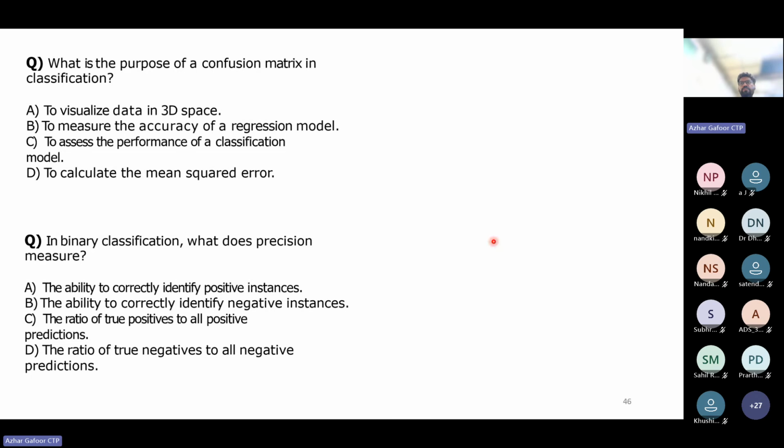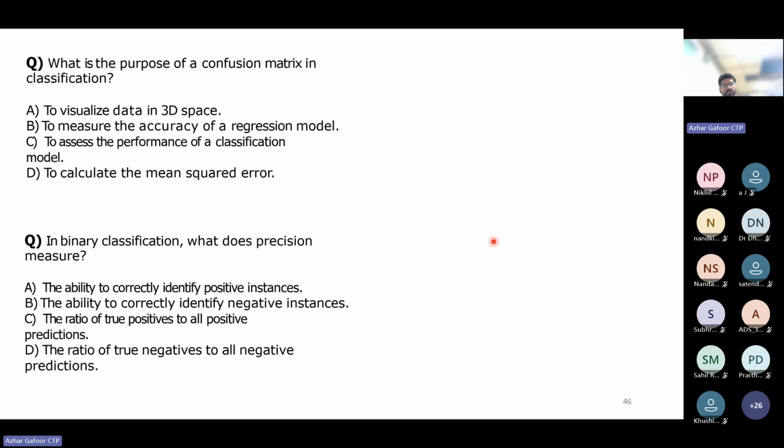What is the purpose of a confusion matrix in classification? To visualize data in 3D space, or to measure the accuracy of a model, or to assess the performance of a classification problem? As you have seen, the confusion matrix gives all the metrics related to the classification problem. So it is used to assess the performance of a classification model.